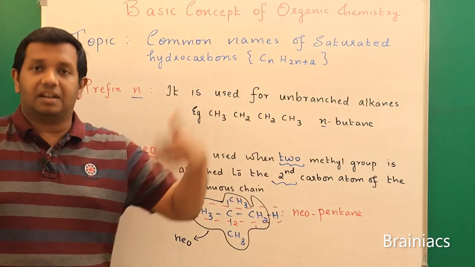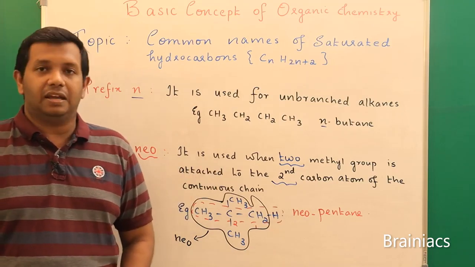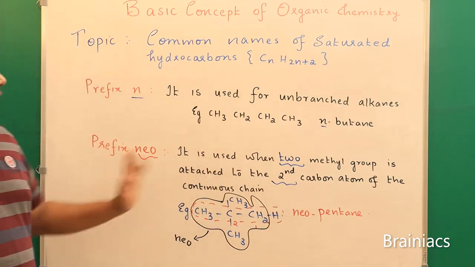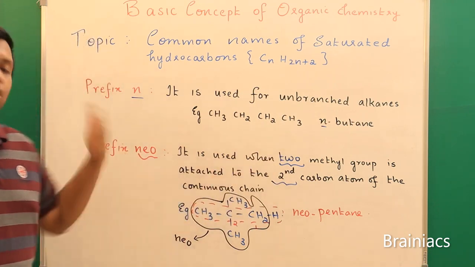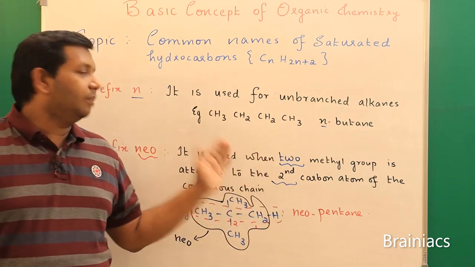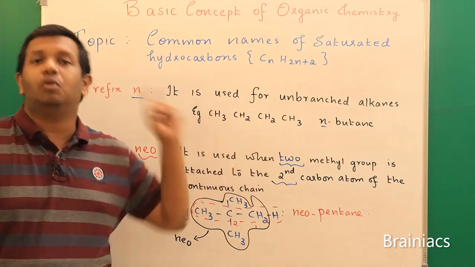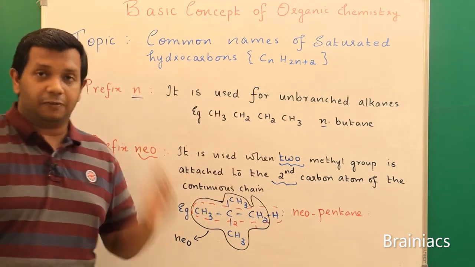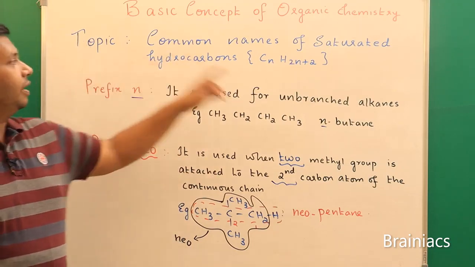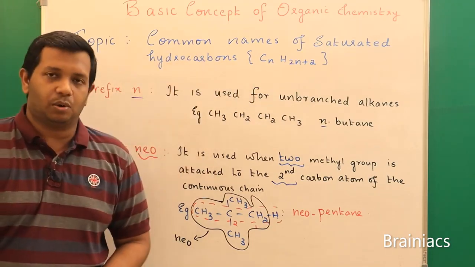Tertiary and secondary are applicable for radicals. Now neo means 2 methyl groups should be attached to the second carbon atom of the continuous chain. Iso means how many methyl groups should be attached to the second carbon atom? Only 1 methyl group. Understood? So I hope this convention is clear for you. Next we will go for the common names of unsaturated hydrocarbons.